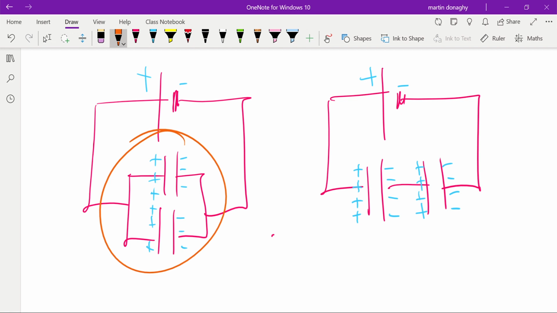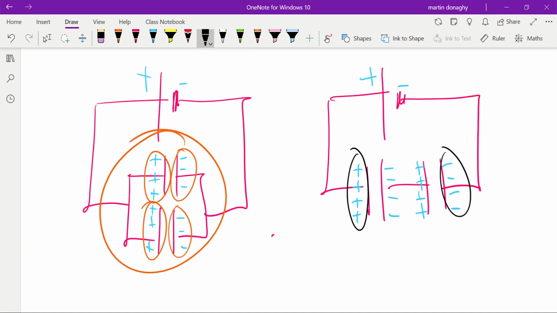Now, if we then just isolate those bits and look at this part, what you should see is that the positive plate of this one is connected to the positive plate of this one, and the negative plate of this one is connected to the negative plate of this one. The opposite is true over here, where the positive of this one, if we go all the way over to here, is connected to the negative of our second capacitor, and likewise the negative of this side is connected to the positive of this side, and that's what defines kind of how we count them.